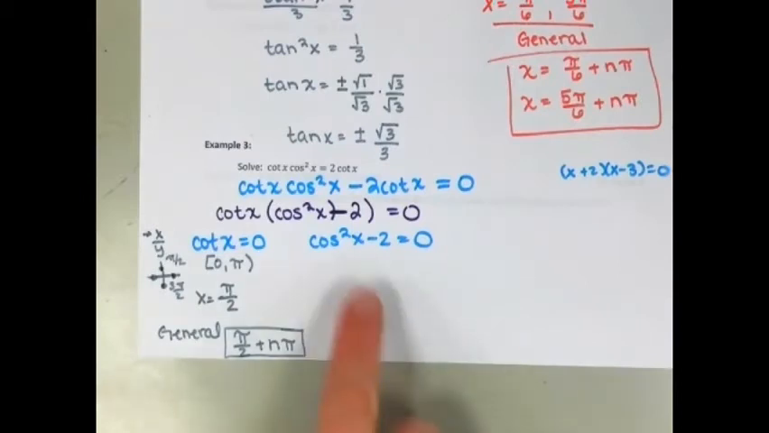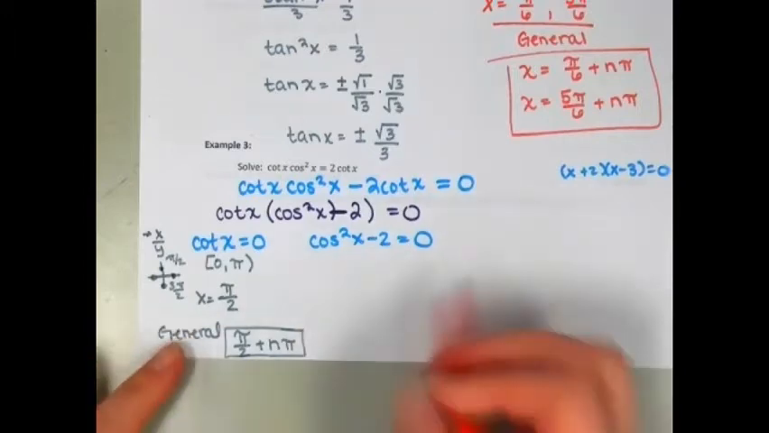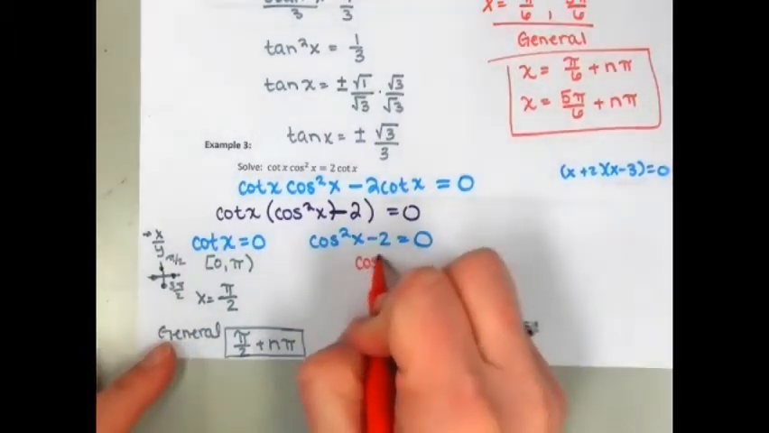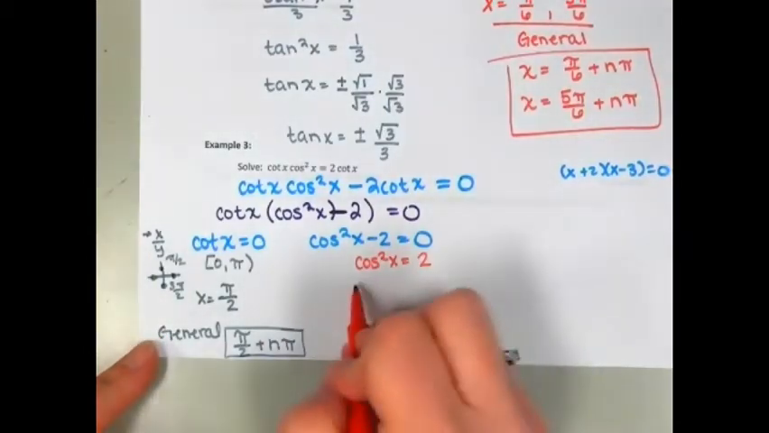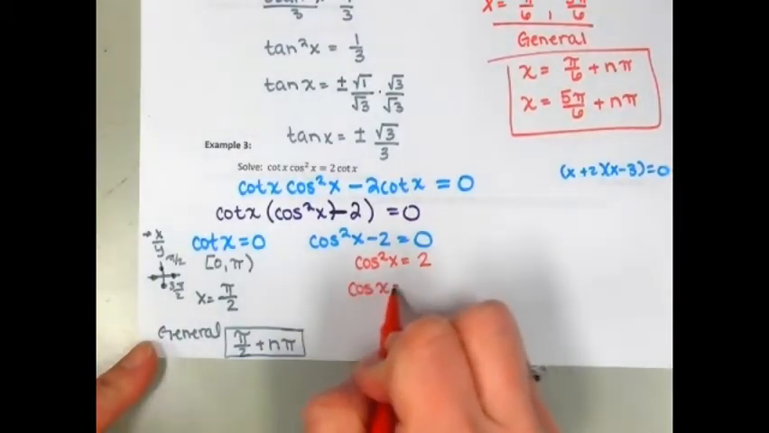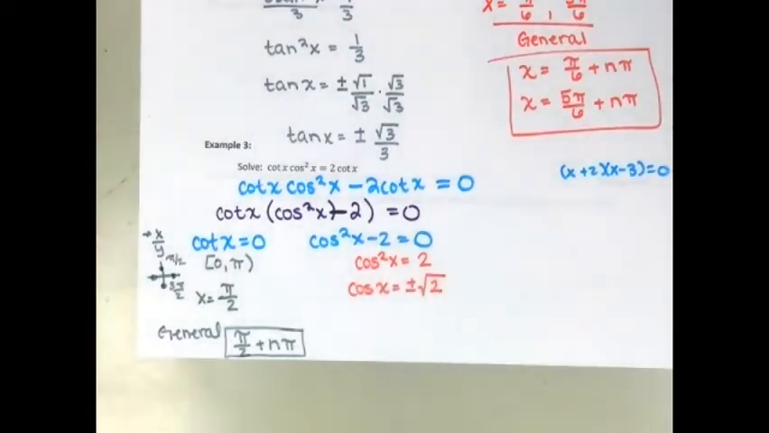All right, let's solve cosine. How do I move the 2 to the other side? Add it, right? So we get cosine squared x equals 2. And then what? Take the square root. So we get cosine x equals plus or minus the square root of 2. What is the square root of 2? Just wondering, what is the square root of 2 roughly?